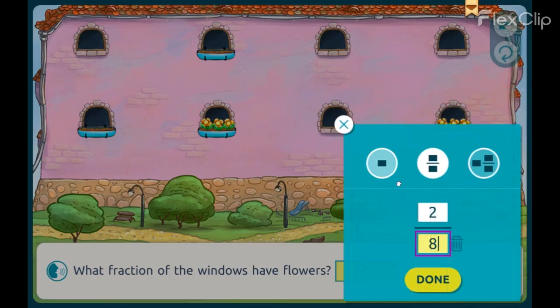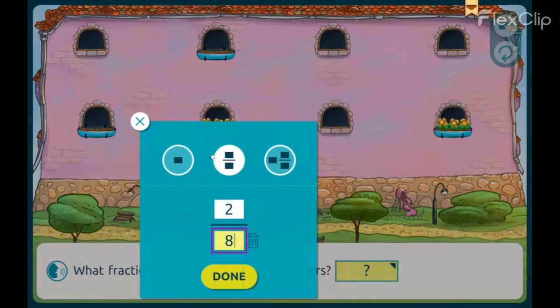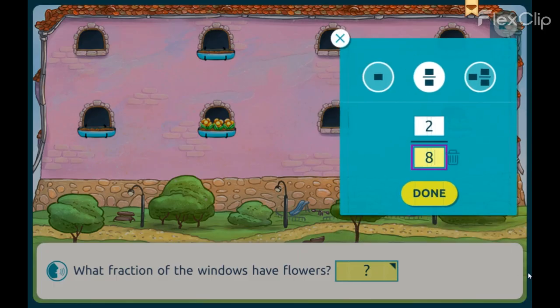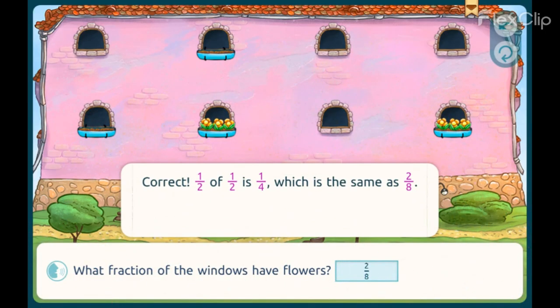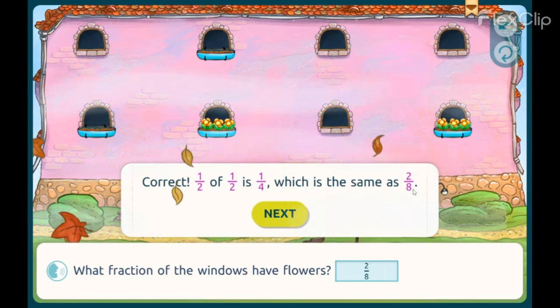We filled up 2 windows out of 8. It's our fraction 2/8. Fraction of flowers compared to windows. Flowers go up, the total number of windows go down. Correct. Half of half is 1/4, which is the same as 2/8, or vice versa. 2/8 can be simplified by dividing both parts by the common divisor 2, 1 out of 4.